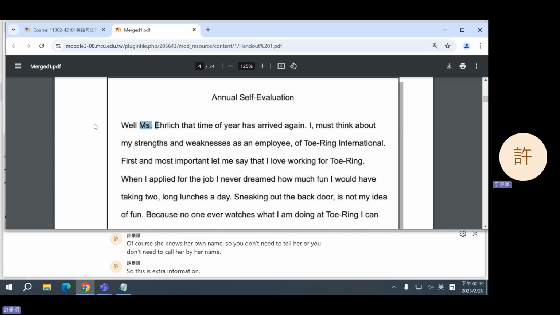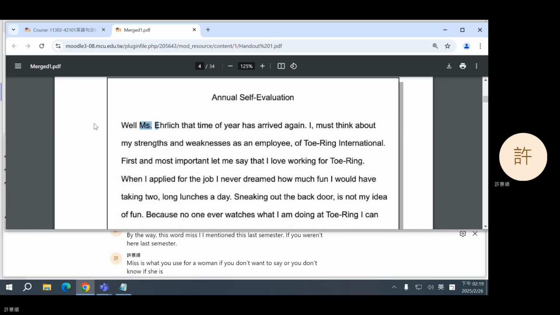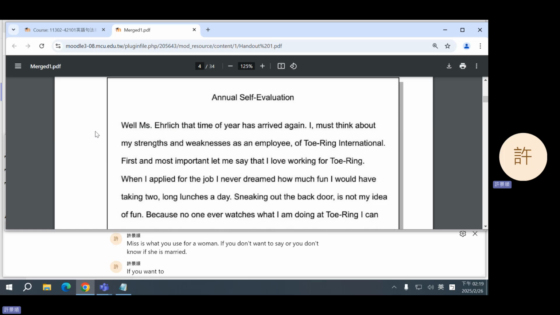By the way, this word, Ms. I mentioned this last semester. If you weren't here last semester, Ms. is what you use for a woman if you don't want to say or you don't know if she is married. If you want to say that she's not married, you would say Miss. If you want to say that she is married, you would say Mrs. M-R-S. If you don't want to say if she's married or not, you would say Ms. M-S.